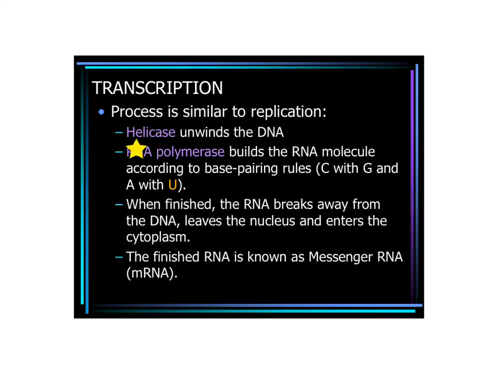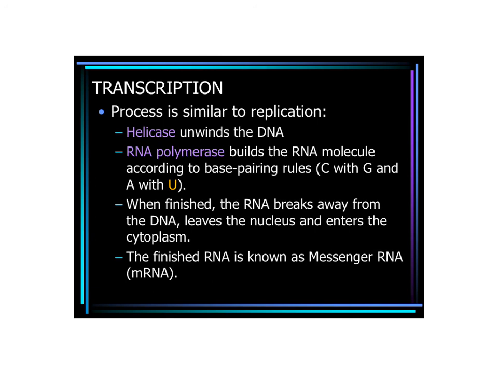Now, the process of transcription is going to look just like replication that we talked about a minute ago. We have helicase that unwinds the DNA, it unzips it and opens it up. Then we have, instead of DNA polymerase, we have RNA polymerase. RNA polymerase comes in and begins to build the RNA molecule, just like with the DNA, according to base pairing rules, cytosine with guanine, and instead of adenine with thymine, we now have, of course, uracil. When finished, the RNA is going to break away from the DNA. It's going to leave the nucleus, and it's going to go into the cytoplasm.